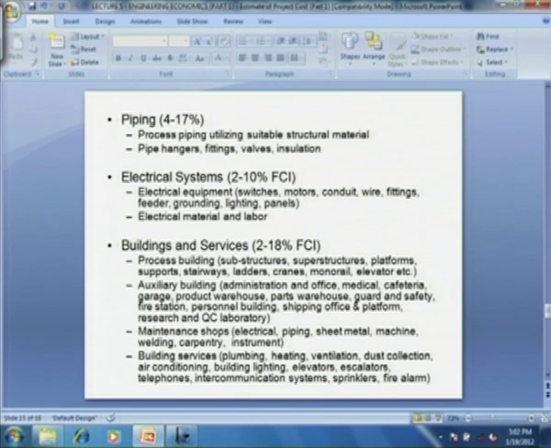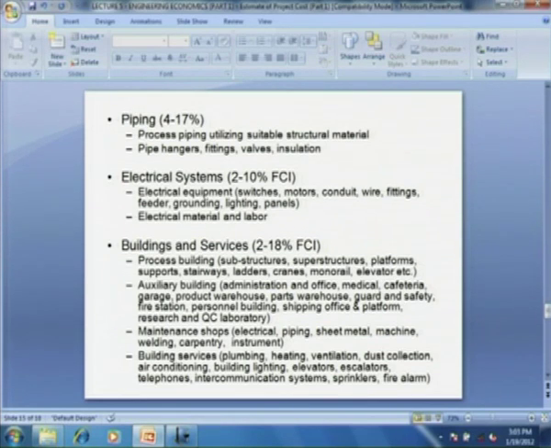Then the electrical systems, these are 2 to 10% of fixed capital investment. They include electrical equipment, switches, motors, conduit, wire fitting, feeder, grounding, lighting and panels, then electrical material and labor. Then the next component is that of buildings and services. This is typically 2 to 18% of fixed capital investment. This includes process building, the substructures, superstructures, platforms, supports, stairways, ladders, cranes, monorail, elevator.